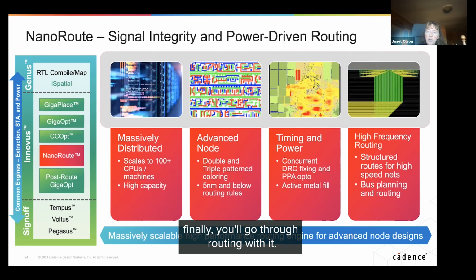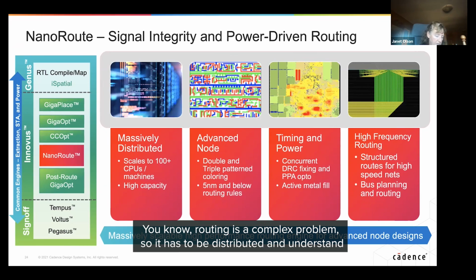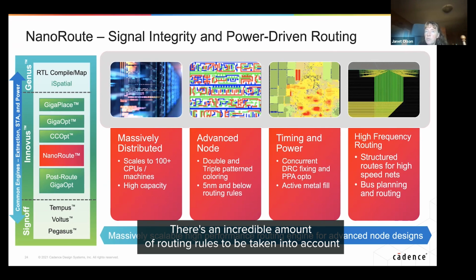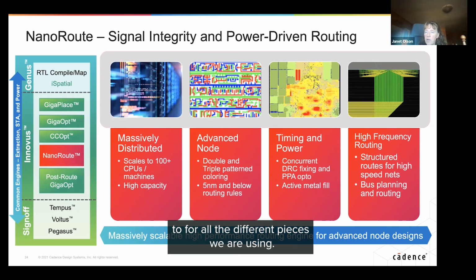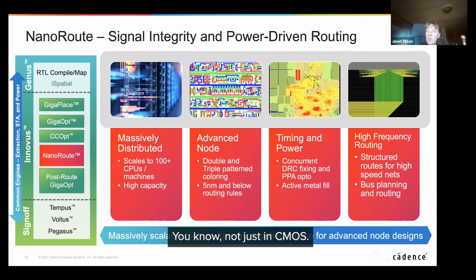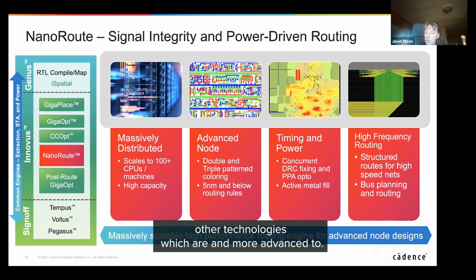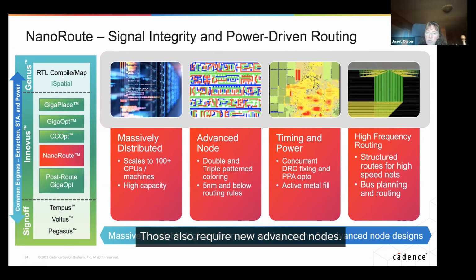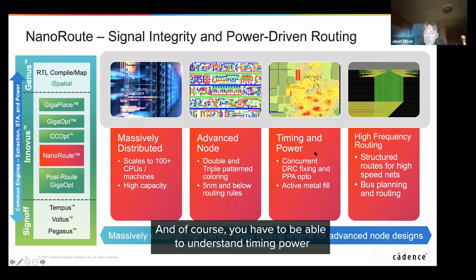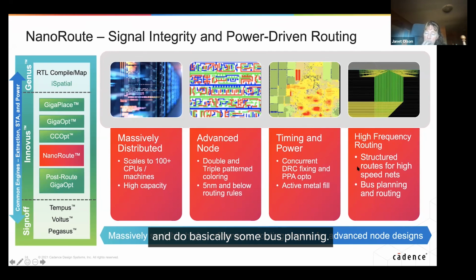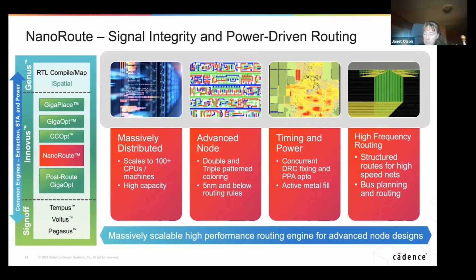And then finally, you'll go through routing. Routing is a complex problem, so it has to be distributed. There's an incredible amount of routing rules to be taken into account for all the different pieces. We are using not just CMOS, we are looking at some of the other, more advanced technologies too. Those also require new advanced nodes. And of course, you have to be able to understand timing, power, and do some of the bus planning.